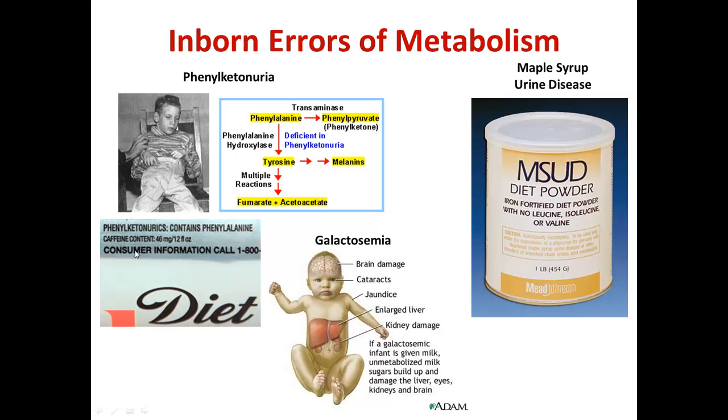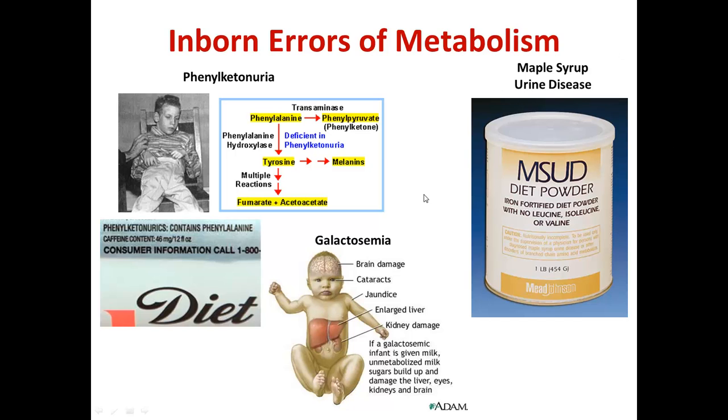Because of the prevalence of this disease, you'll notice that all NutraSweet containing beverages and foods such as this Diet Coke all have a warning that says phenylketonurics: contains phenylalanine. And as you can imagine, phenylalanine is present in many proteins, so these patients also really have to restrict their protein intake.